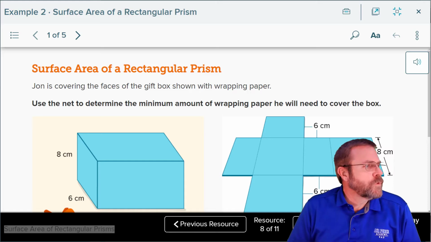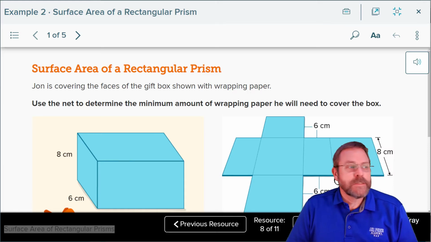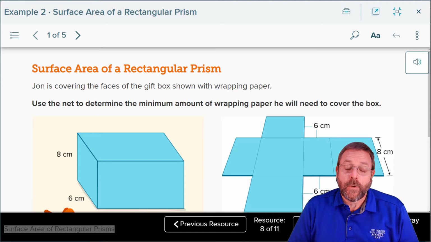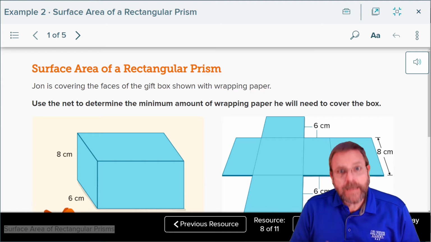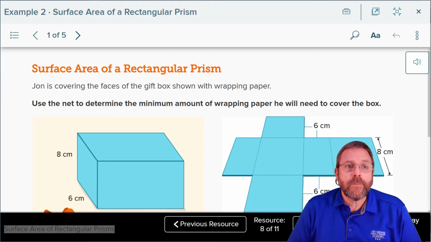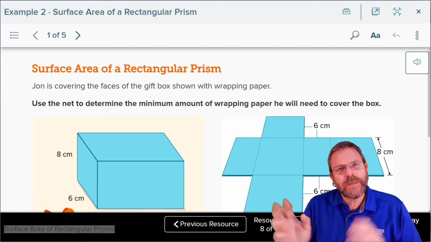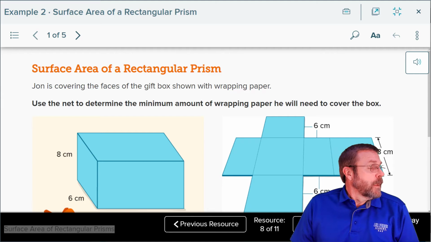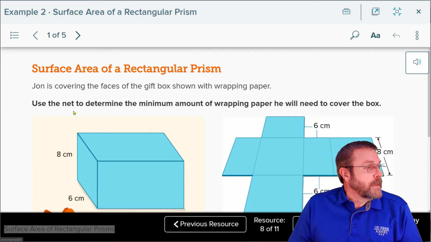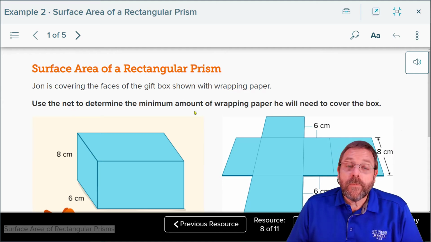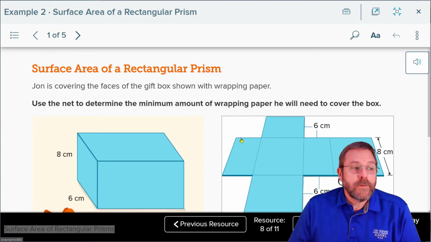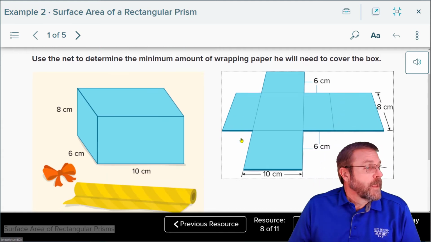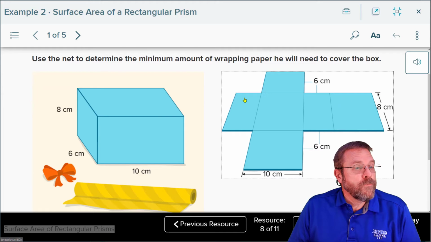For example 2, John is covering the faces of a gift box with wrapping paper. Now he's doing exact matches on all sides of the wrapping paper. He's not wrapping like you and I wrap. He's doing perfect wrapping, not wasting any paper. So, use a net to determine the minimum amount of wrapping paper that John is going to need to wrap this present. And you can see right here he's unfolded his box.